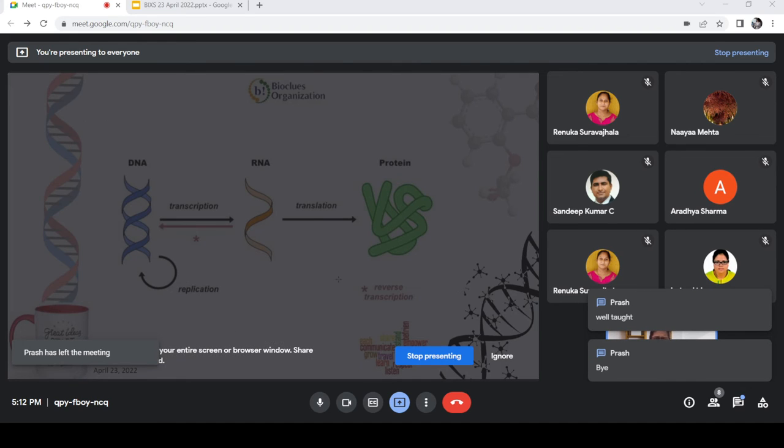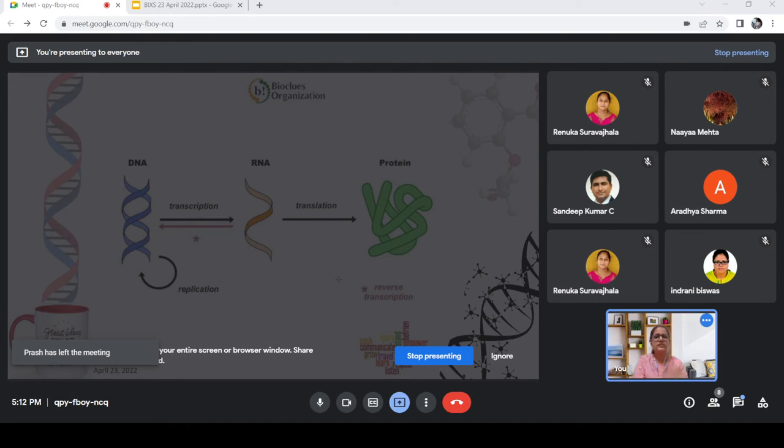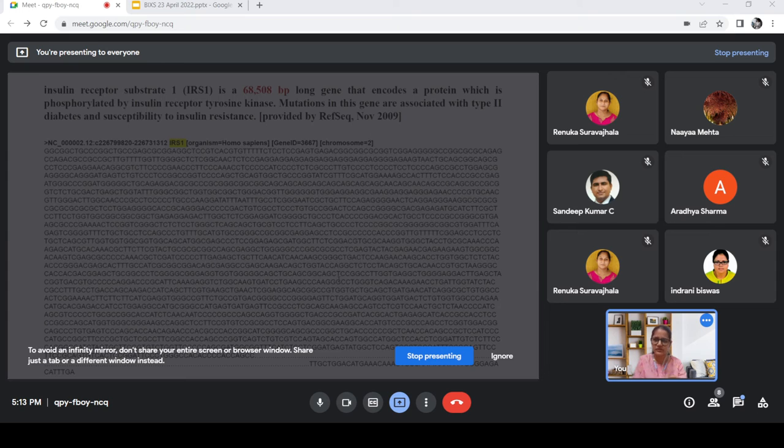This is a normal biological process where my DNA is transcribed into RNA specific for the formation of the insulin protein. So how do we translate this information to our information technology, to our laptop, so that the computer will understand this process? For this, we have specific codes that we feed into our computers. See, this is the example of the ISR1 gene, which is a 68,508 base pair long gene that encodes a protein which helps in insulin production.